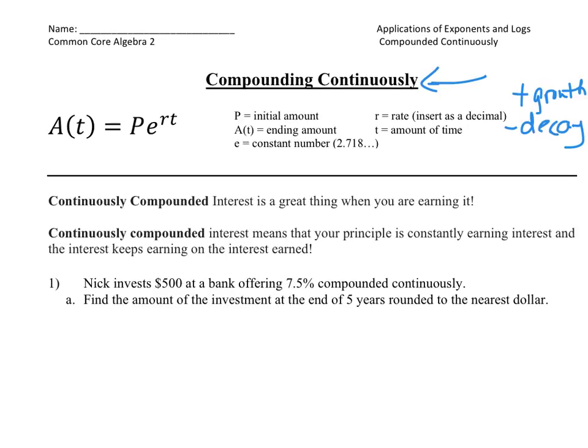So compounded continuously, you do tend to make a little bit more money, or decrease a little bit faster, depending on if it's growth or decay. So you do have to know this formula. We tend to call it PERT, and the word that you're always looking for is continuously. So if you see the words compounded continuously, that means you are going to be using this PERT formula, where e is your base and your rate is now in the exponent.